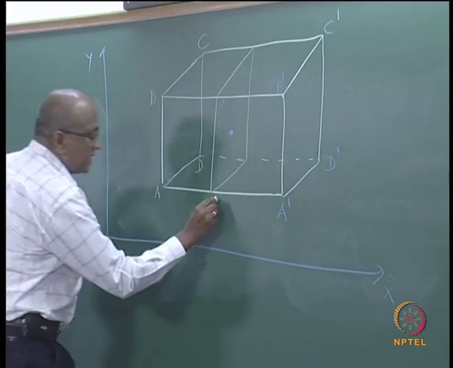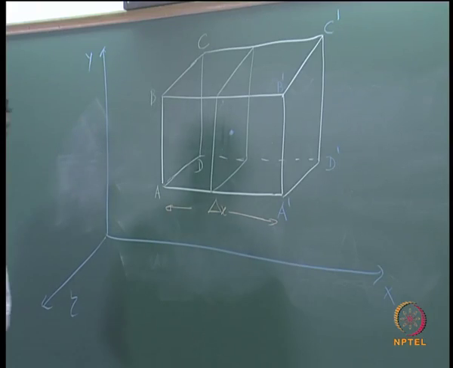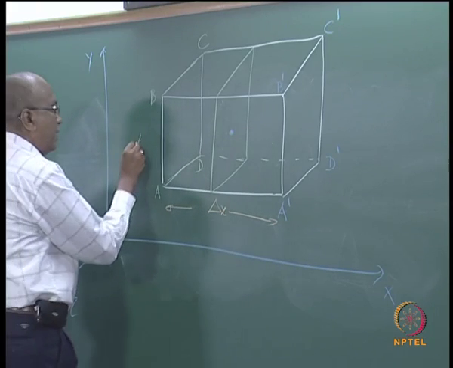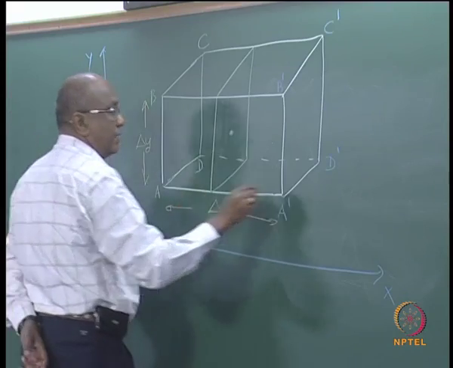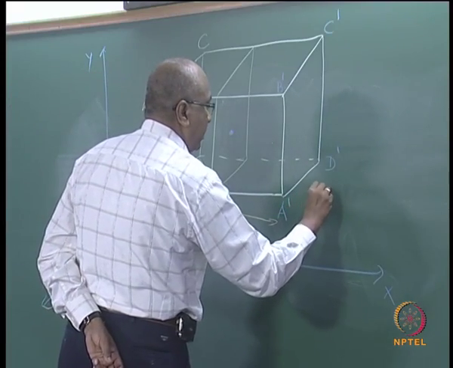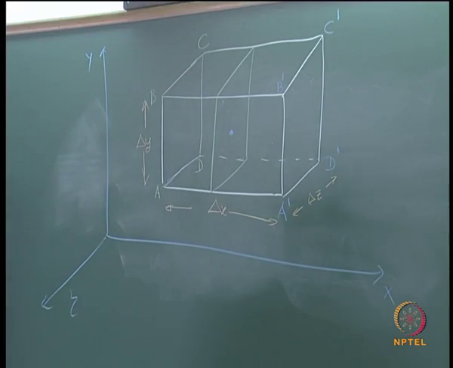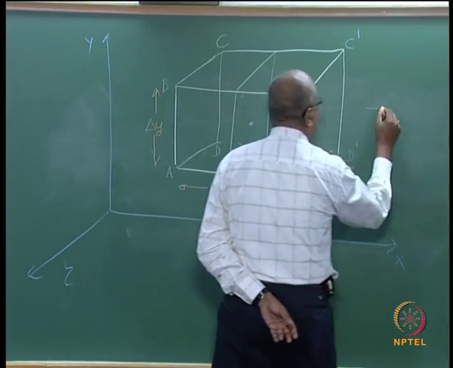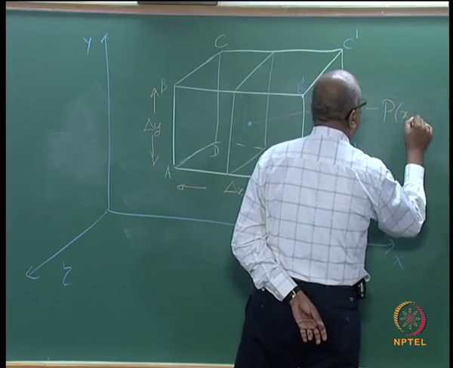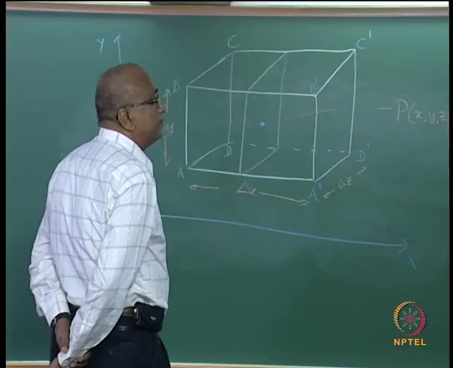Let me take this distance as delta x, this as delta y, and I have delta z. So my point here is defined as P(x, y, z).